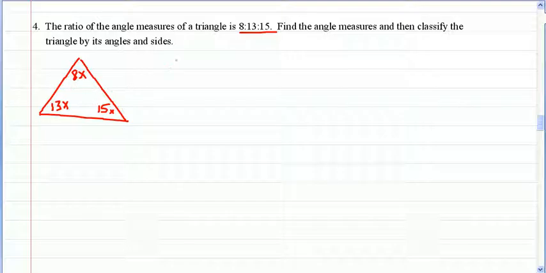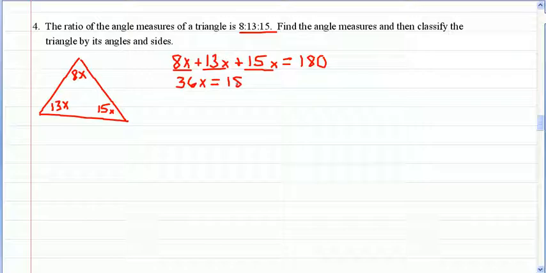Now that I have my 3 angles, I set up my equation, 8x plus 13x plus 15x, and set it equal to 180 degrees. These are all like terms, and I get 36x is equal to 180. If I divide both sides by 36, I get x is equal to 5.